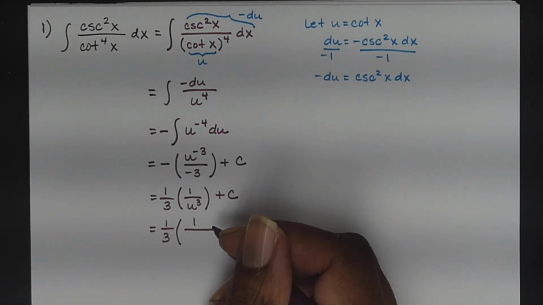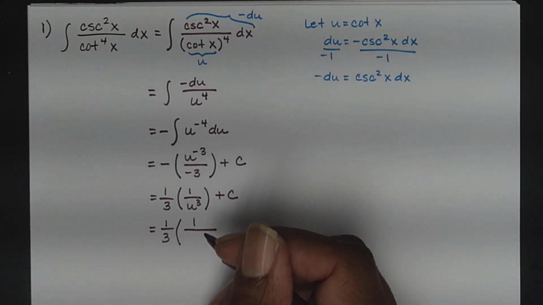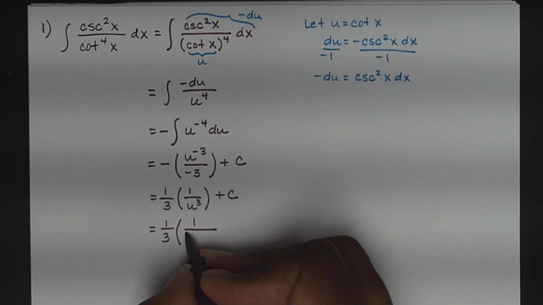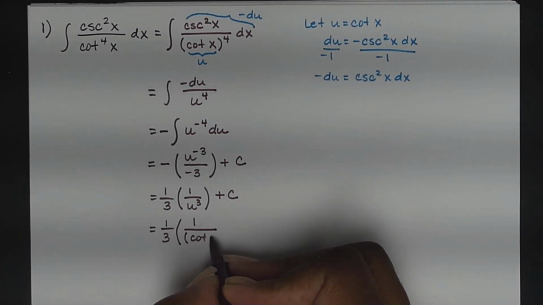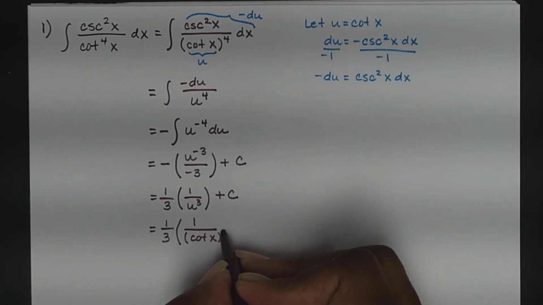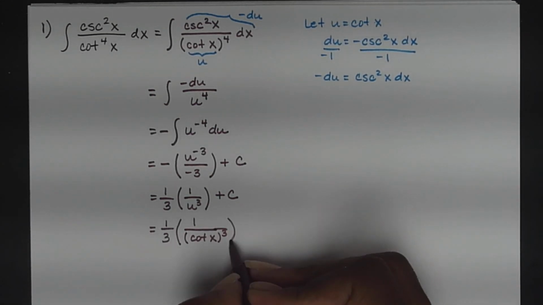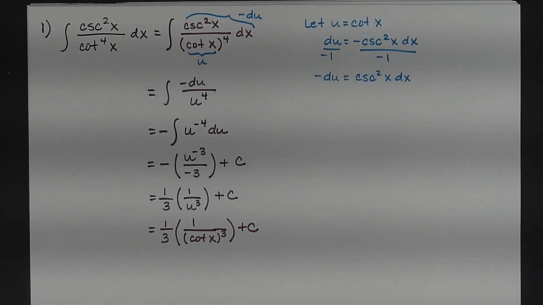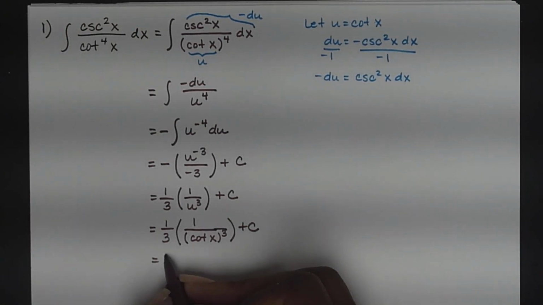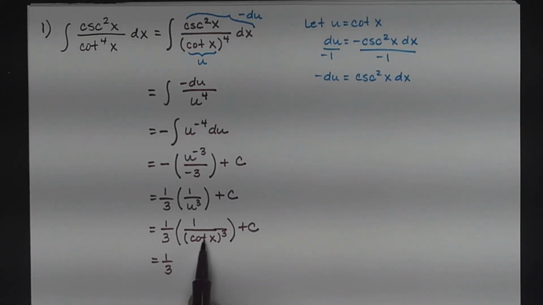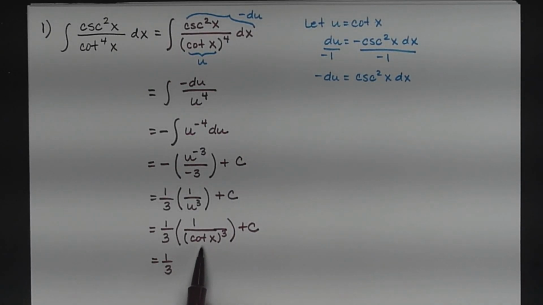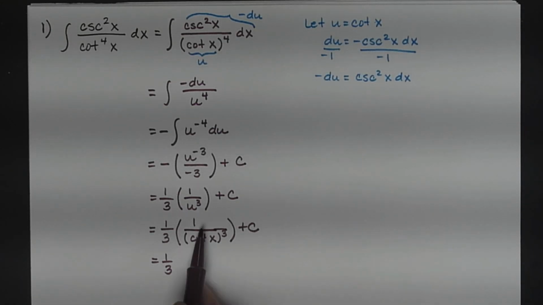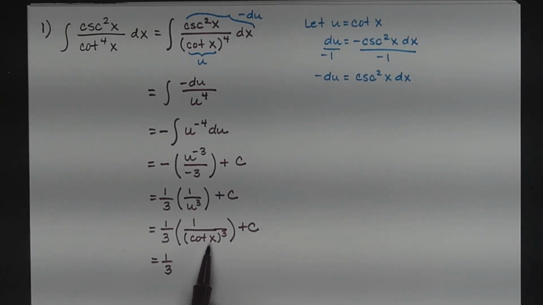Now the u, I'm going to do the back substitution. U was the cotangent of x, so this will be 1 over cotangent of x, that would be to the third power, plus c. And then I'll bring down this 1/3. The reciprocal of the cotangent, that's going to be actually the tangent of x. 1/3, the reciprocal of the cotangent of x is the tangent of x.